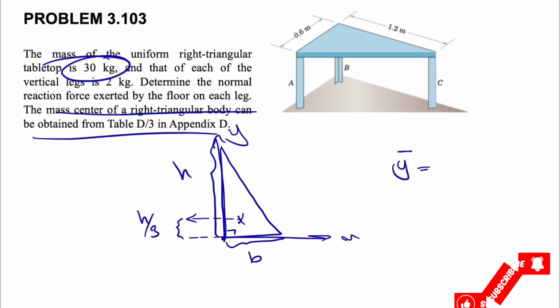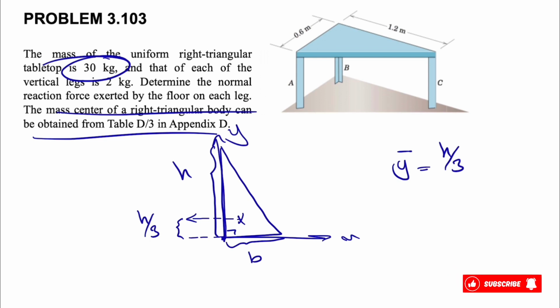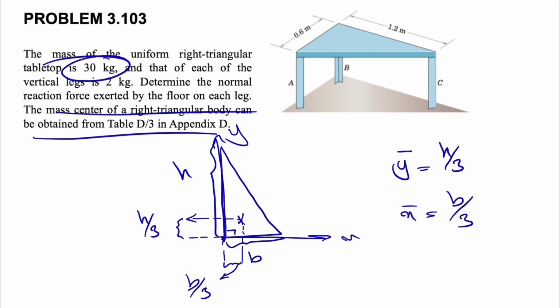So the Y component of the centroid would be simply the height of the right triangle divided by 3. And if we want to find the X component, we are looking for this distance in here, and this would also be a third of the base. So this would be the centroid for the right triangle.